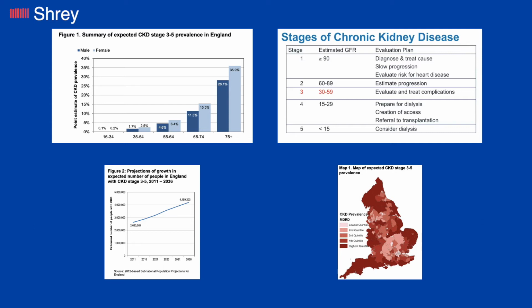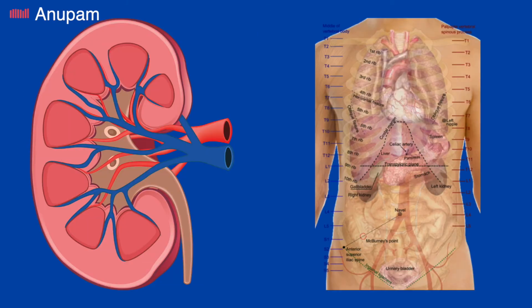Now that we talked about a few statistics around CKD, Anupam is going to dive into the anatomy of the kidney. The anatomy of the kidneys. So they're located high in the abdominal cavity in the retroperitoneal space, behind the abdomen on either side of the spine. The left kidney is typically between the T12 and L3 vertebrae, and the right kidney is slightly lower on the opposite side. And above each of these kidneys is located the adrenal gland.